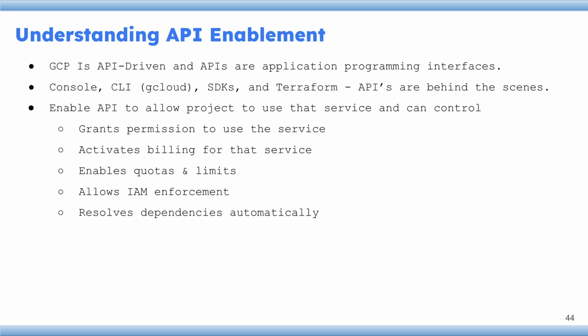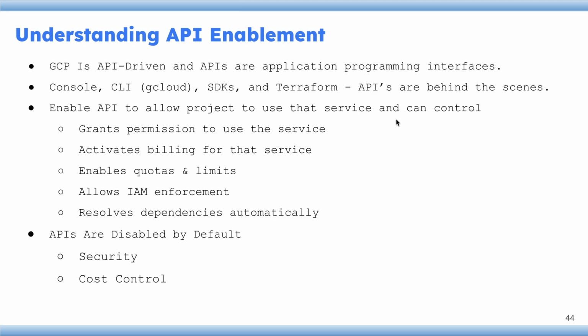Now, to answer this question, why are APIs disabled by default? What is the reason behind it? There are three primary reasons supporting this stand. The first one is security. It prevents accidental access, reduces attack surface, and limits misuse of leaked credentials.